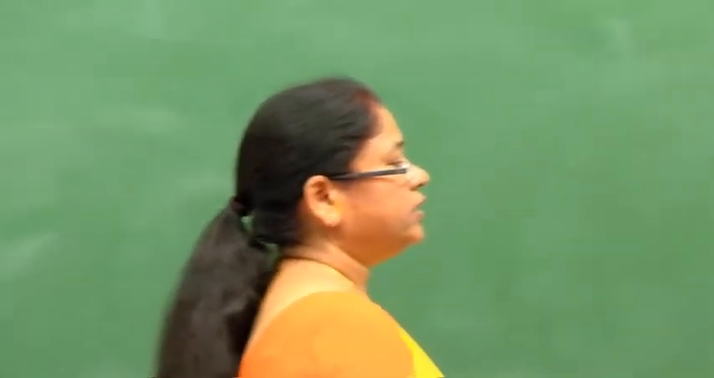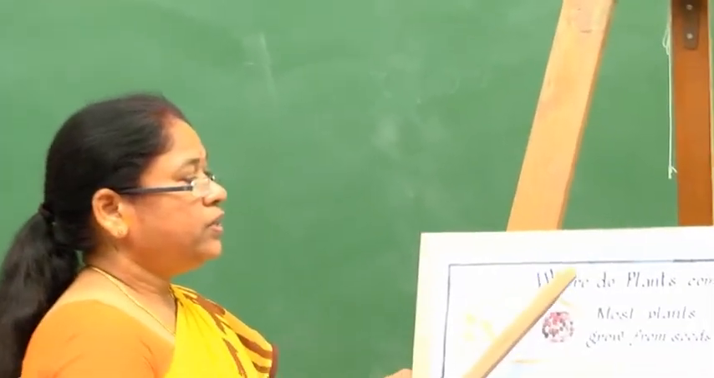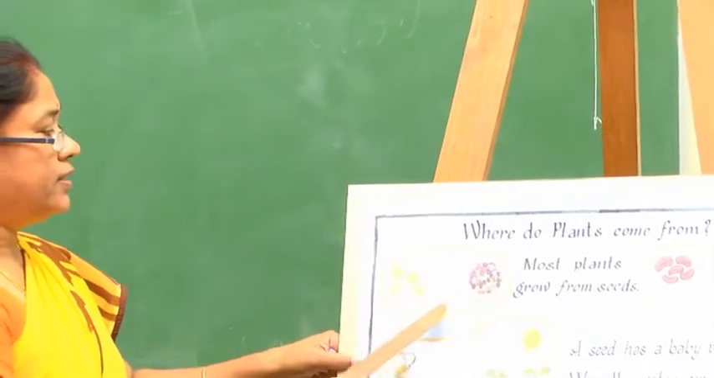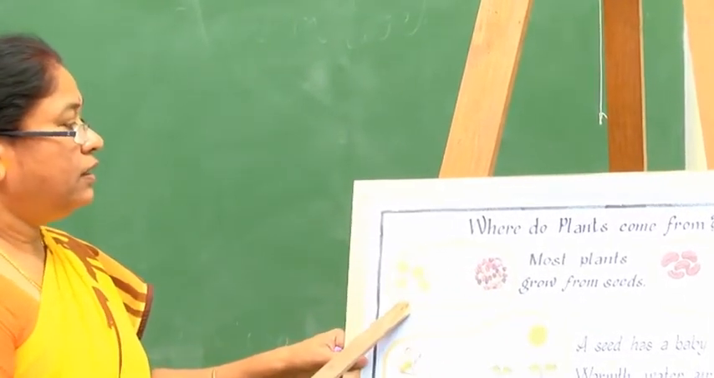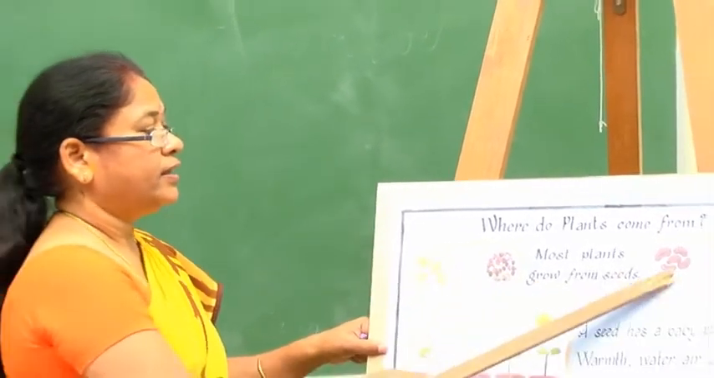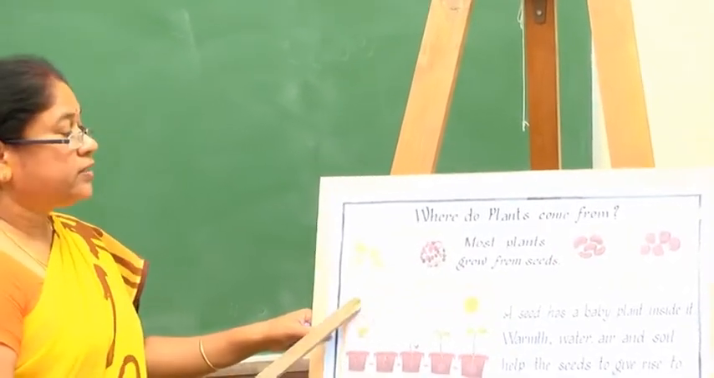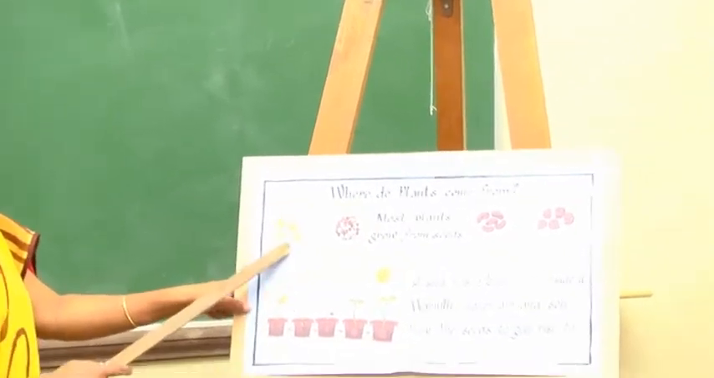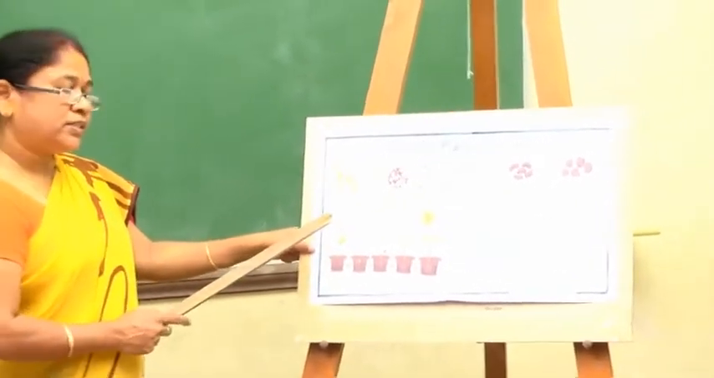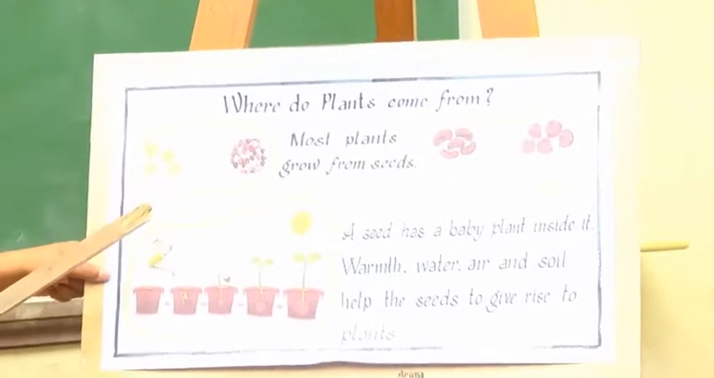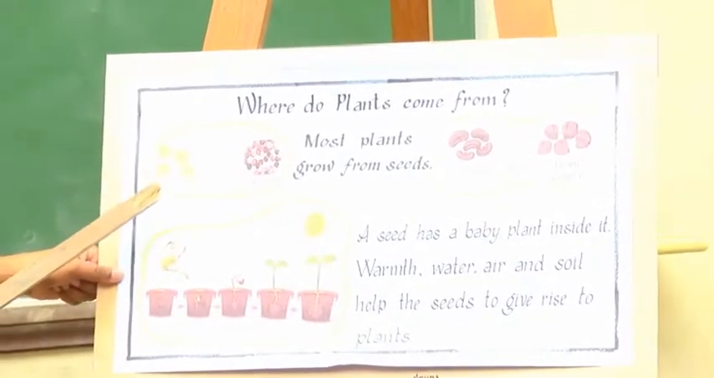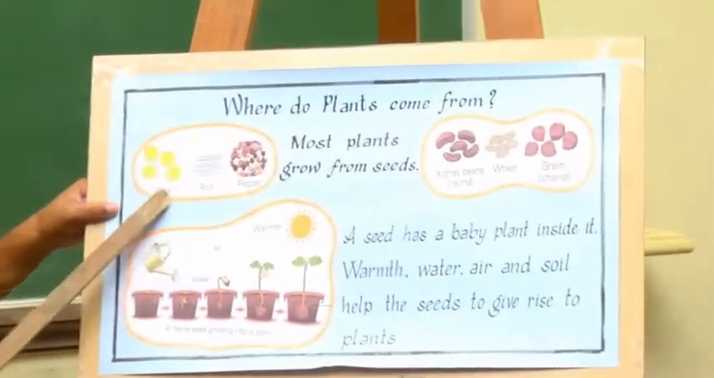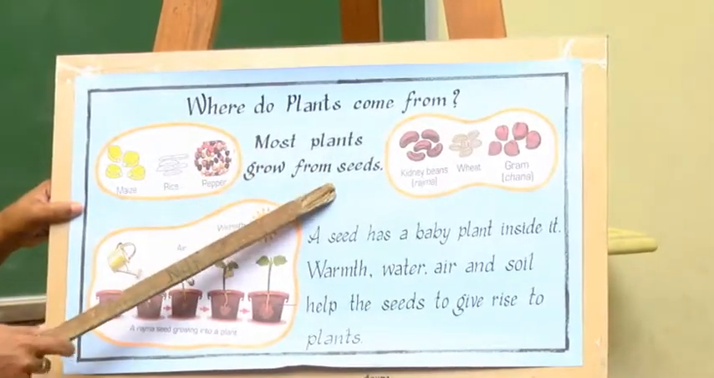Come to this chart. Where do plants come from? Can you see here? Most of the plants grow from seeds. There are some that grow from stems also. Hibiscus and jasmine, they grow from stems, but many plants grow from seeds.